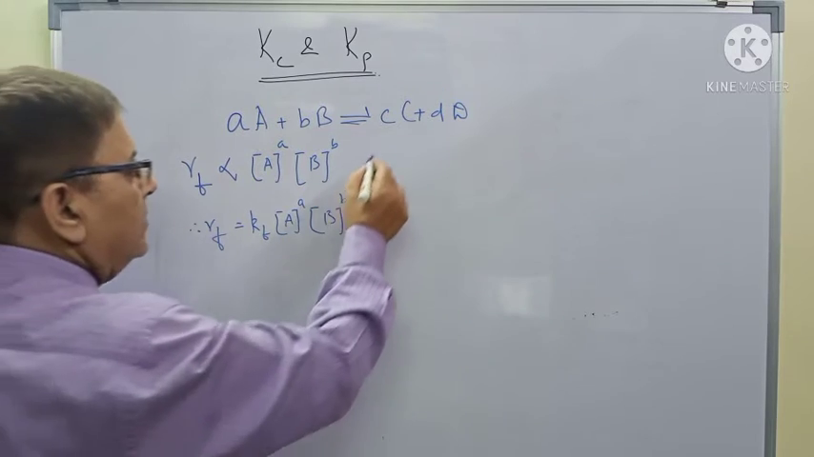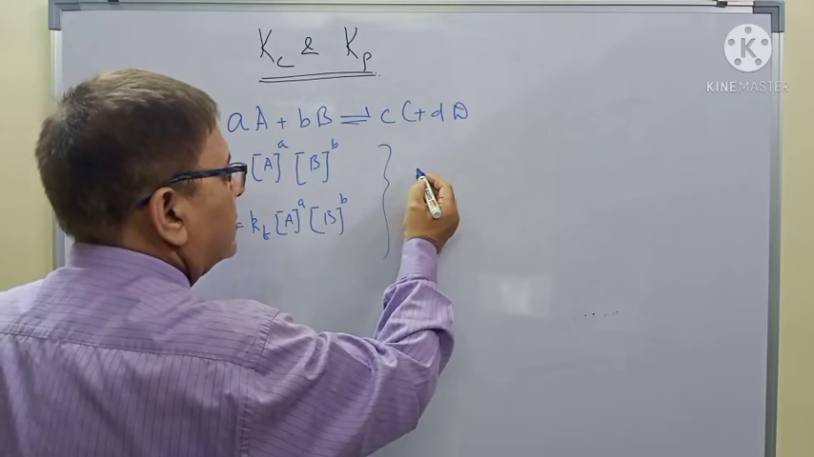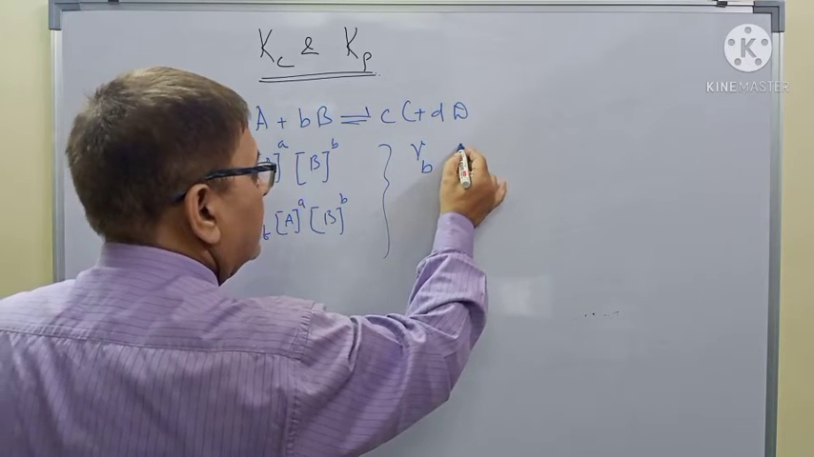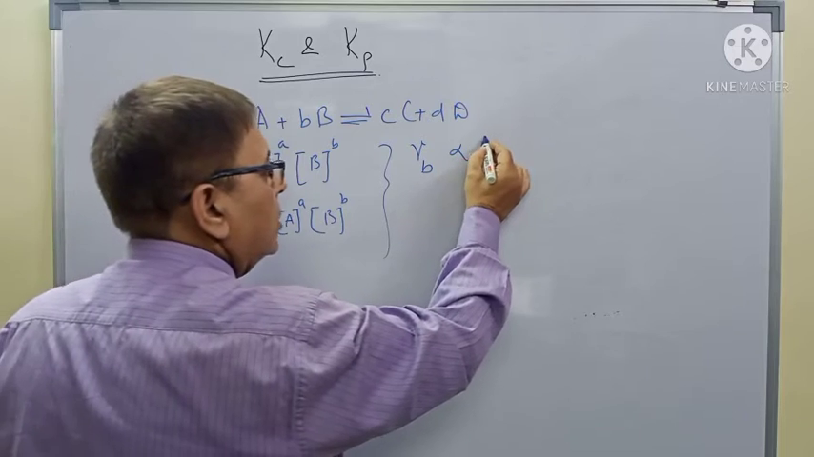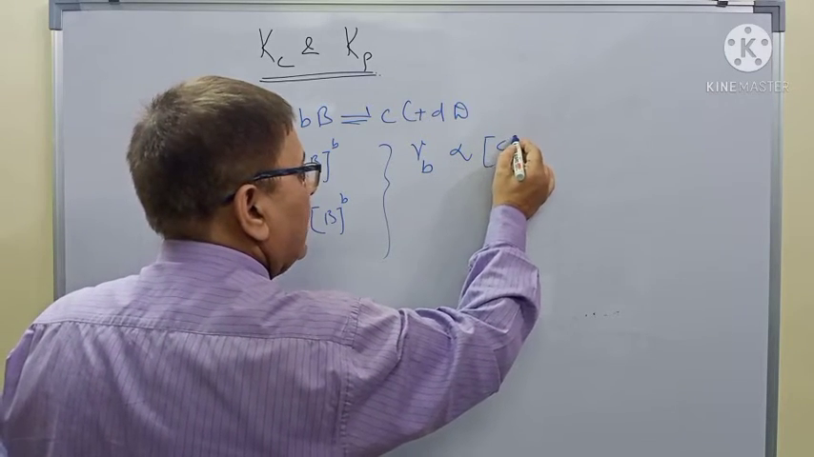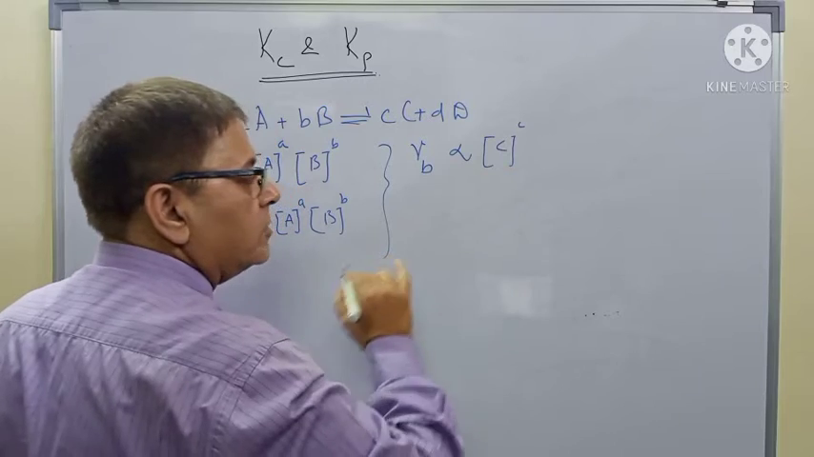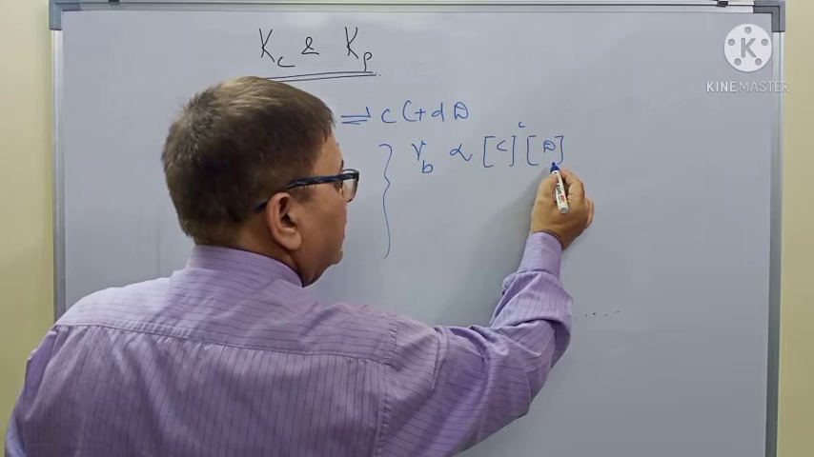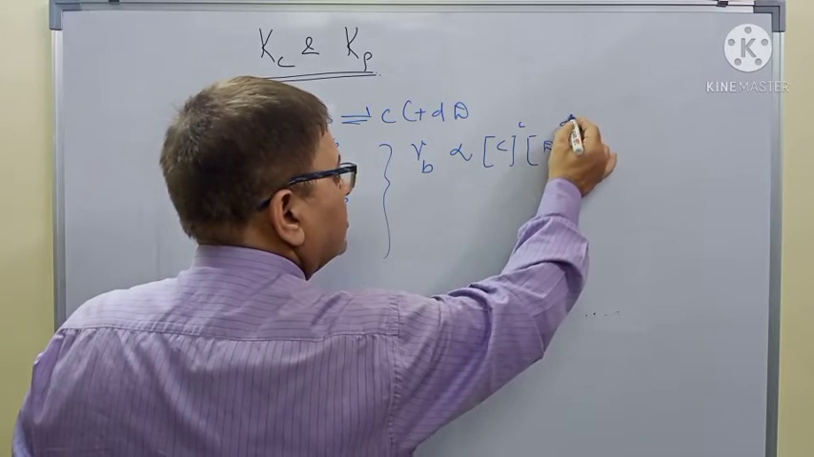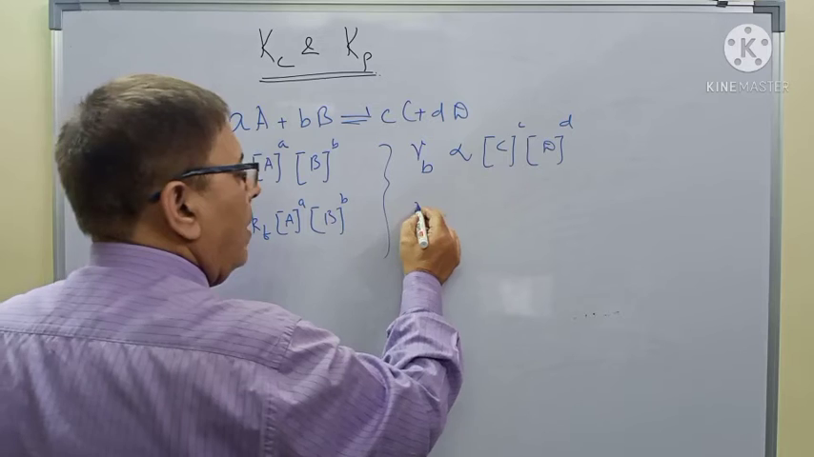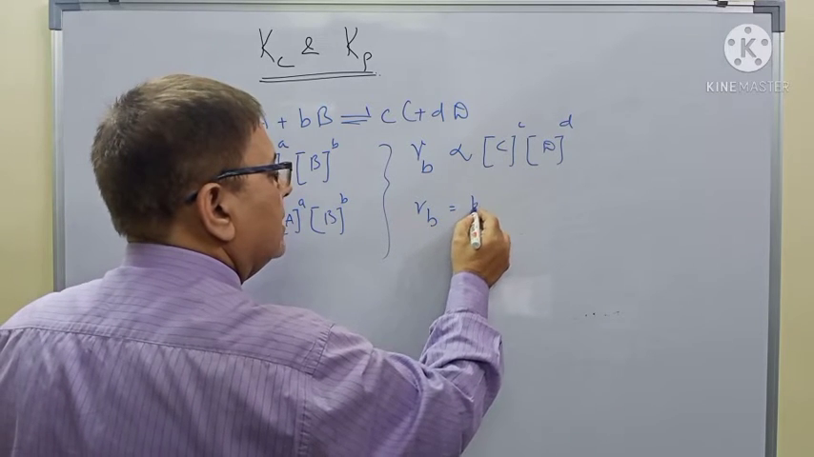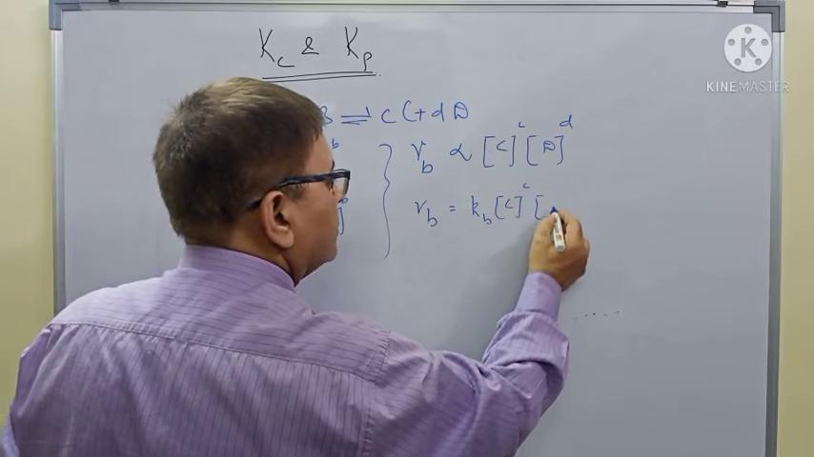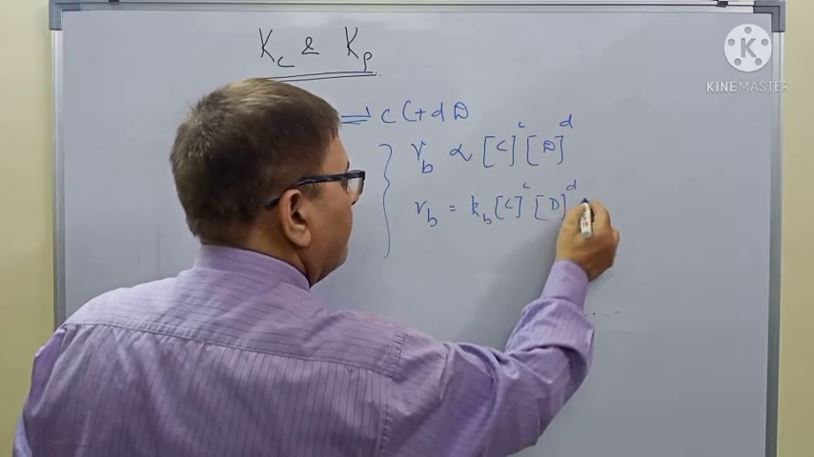Now let us apply the same thing to the backward reaction, the law of mass action to the backward reaction. The rate of the backward reaction is directly proportional to the concentration of the product C raised to the number of moles of C and the concentration of the product D raised to the number of moles of D. So Rb will be equal to Kb into [C] raised to c, [D] raised to d.